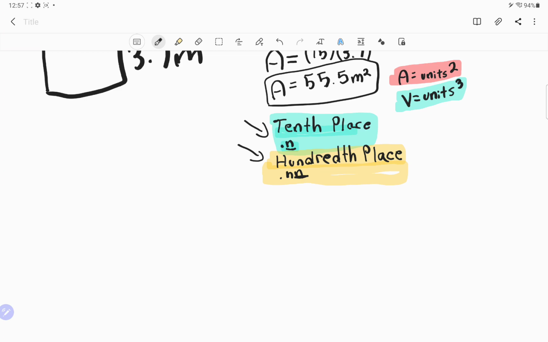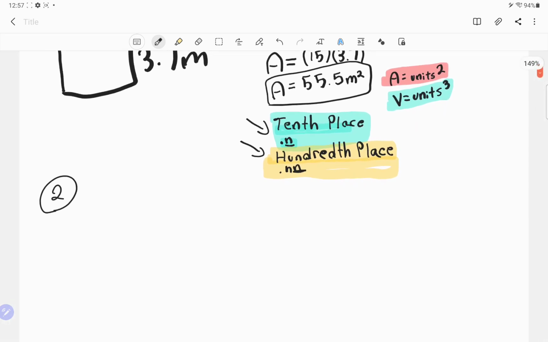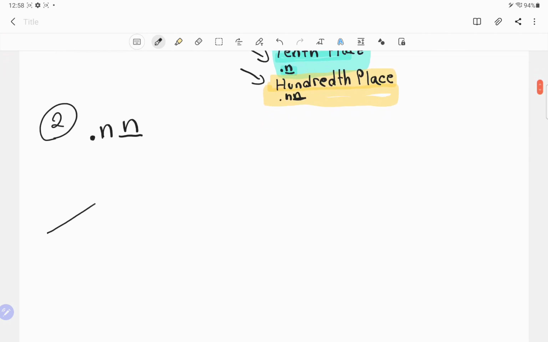So let's look at number 2. Exactly the same thing that I was saying. Number 2 is asking to find the area of a triangle, rounded to the nearest hundredth. So I'm going to write it over here, point n n. I'm going to be rounding to the second decimal place. I'm going to draw my picture, just because I don't have it on here. I'll do my little triangle, and it's telling me that my height is 2.3 centimeters and my base is 5.5 centimeters.